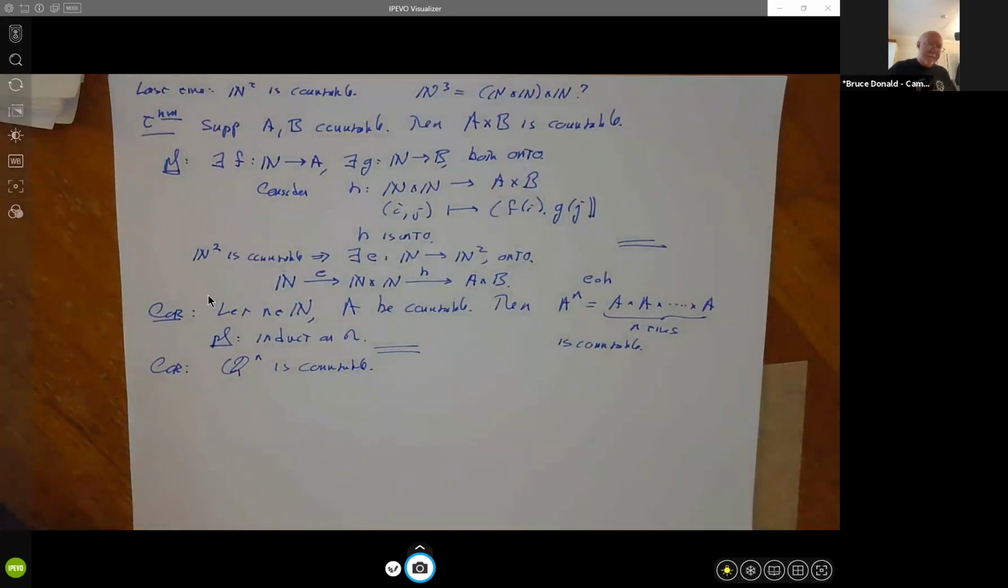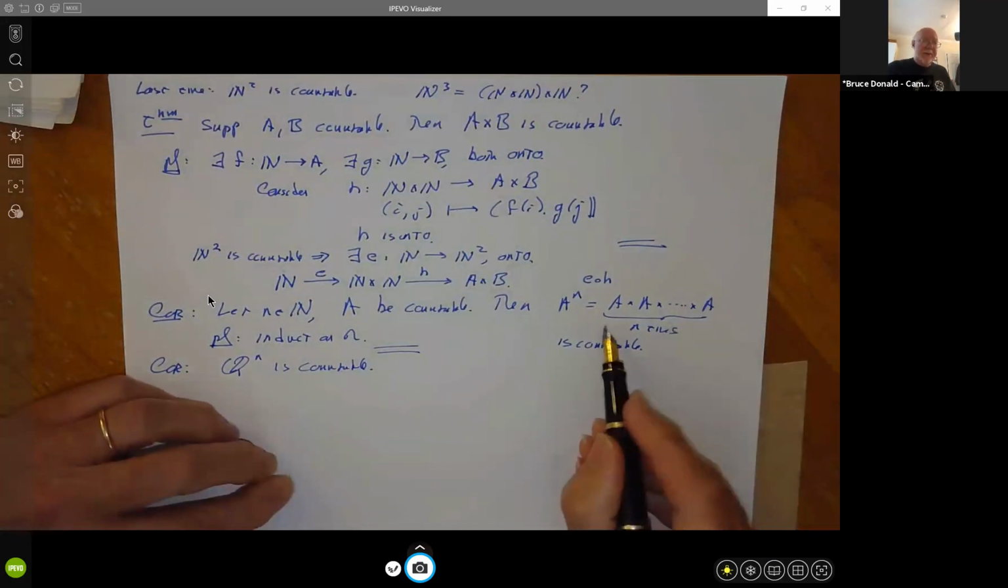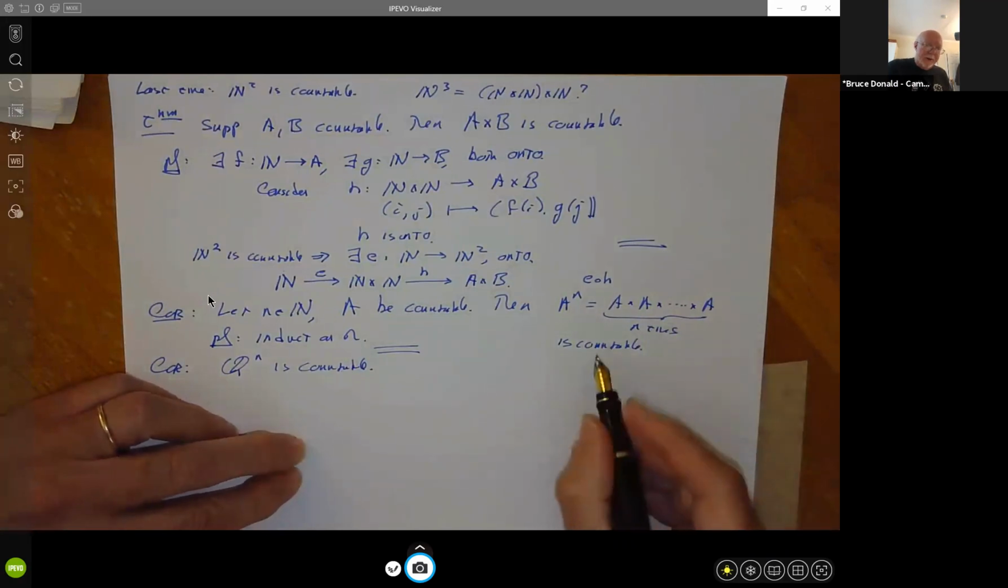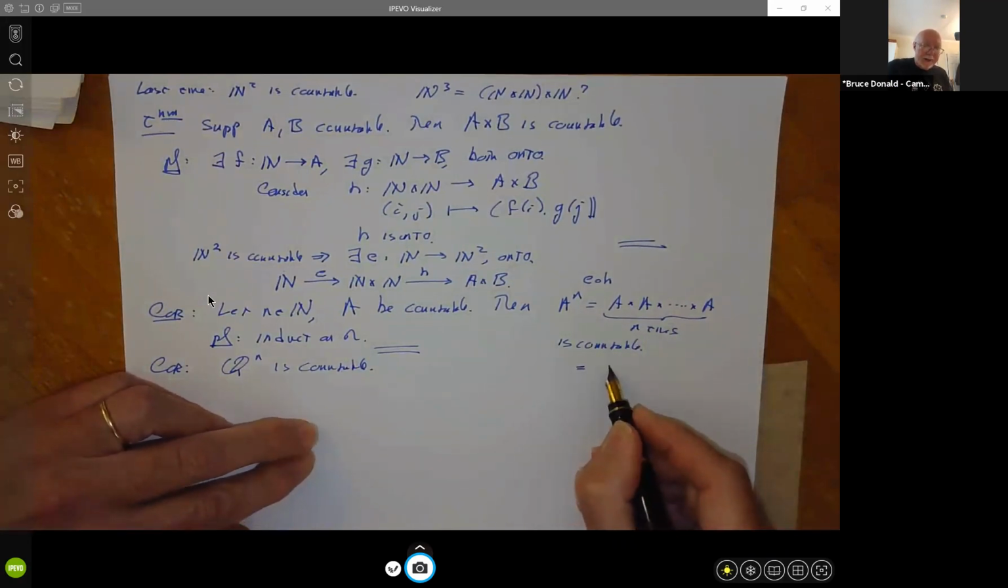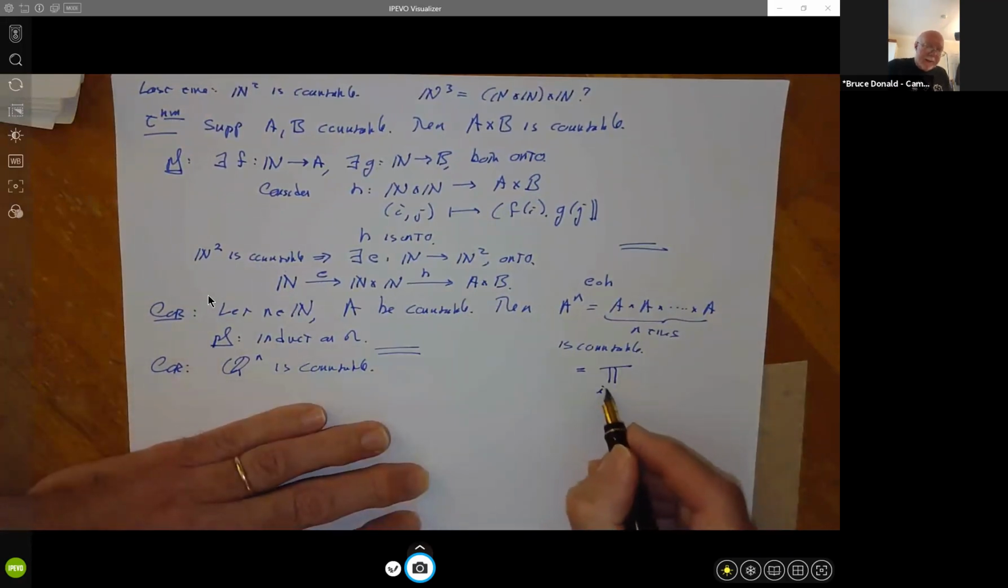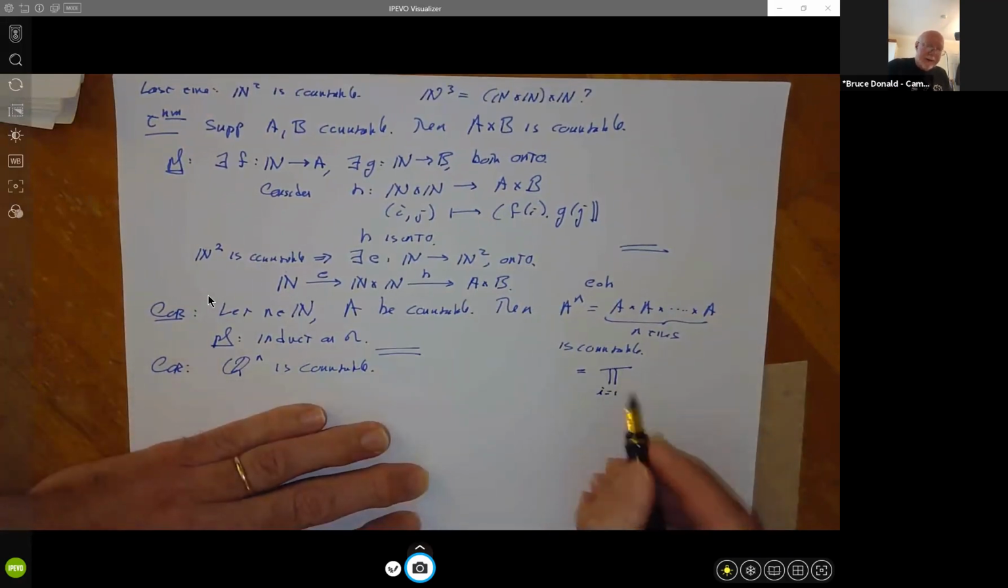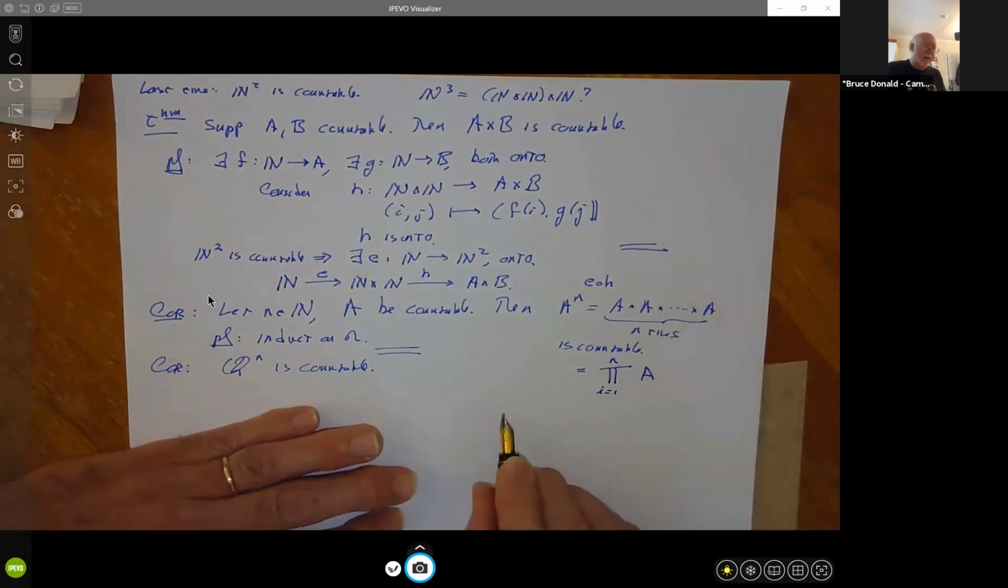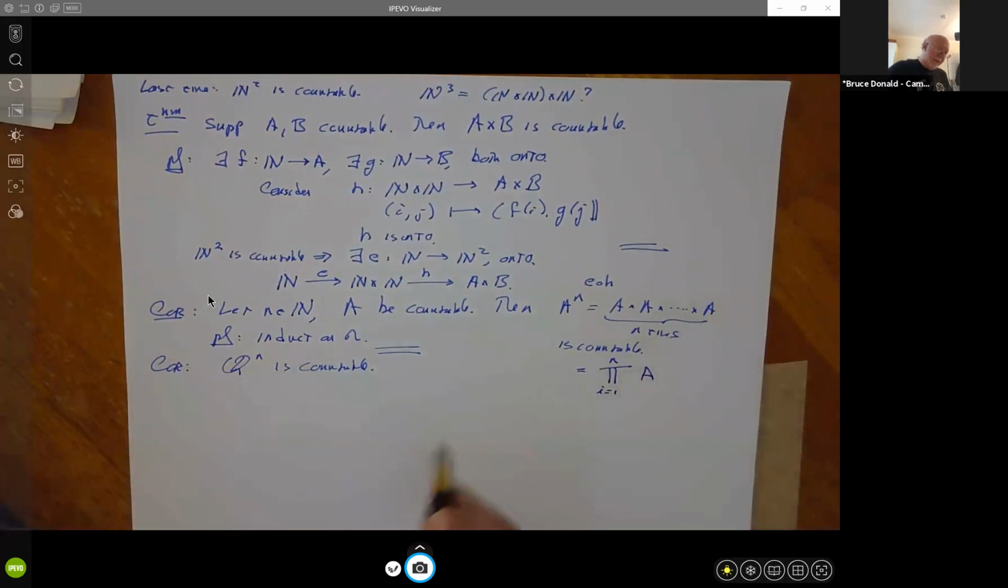Finally, some notation. It's sometimes cumbersome to write out these long products here. So we can also write something like this as the product, that's a capital pi for i equals 1 to n of A, just like summation. So product is like the summation we had before.